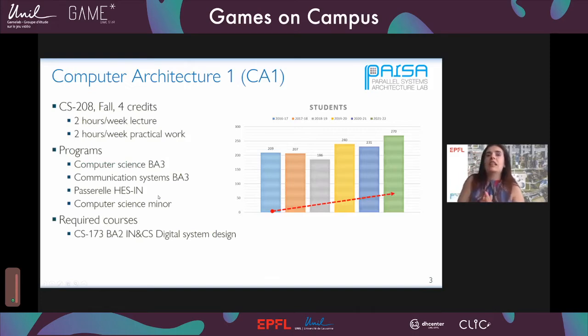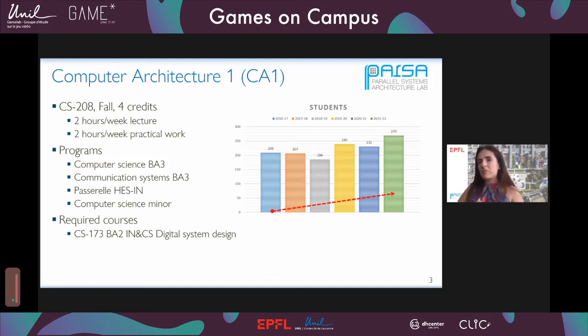Computer architecture is a course given in the fall, a 4-credit course to the third semester students. It is organized in 2 hours per week of lectures, ex cathedra or Zoom, depending on the circumstances, and 2 hours per week of practical work, lab work. It is offered in programs of computer science and communication systems, as well as passerelle from HES to computer science, and computer science minor in the master studies. For Computer Architecture 1, there is one required course: digital system design, given in the second semester of the Computer Science and Communication Systems program.